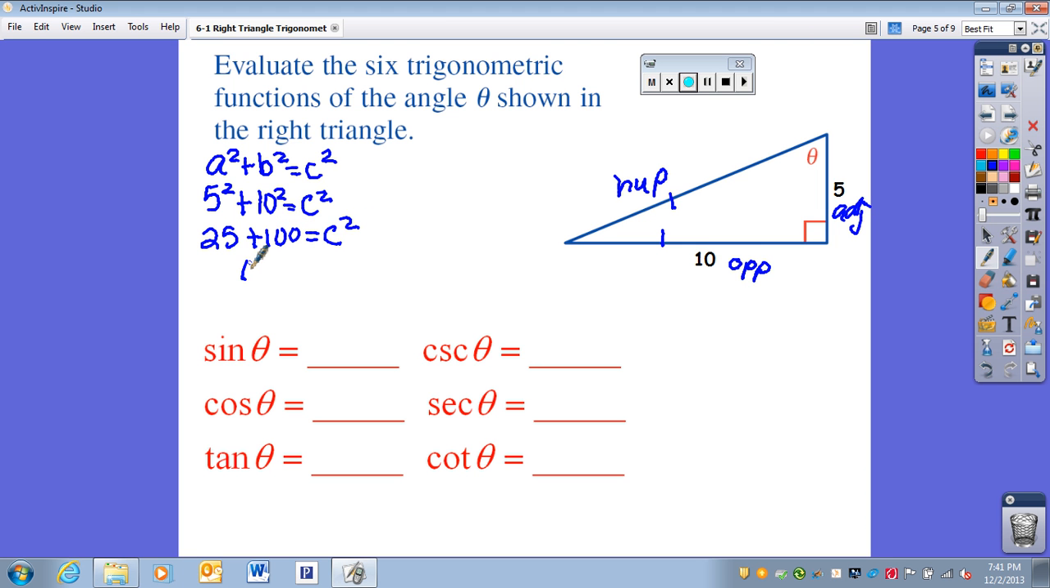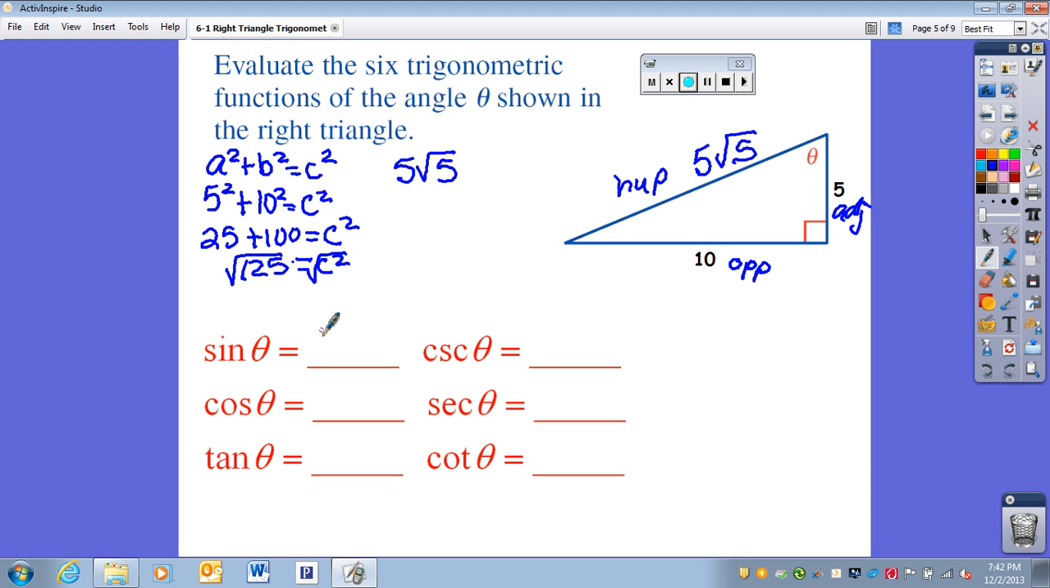So we have 125 is equal to c squared. And when we take the square root of both sides, the square root of 125 simplifies to the square root of 25 times 5, which means that that's going to be 5 square roots of 5. So our hypotenuse is 5 square root of 5. And now we can use that to find our trig functions, to find our relationships. So the sine of theta is the opposite over the hypotenuse.